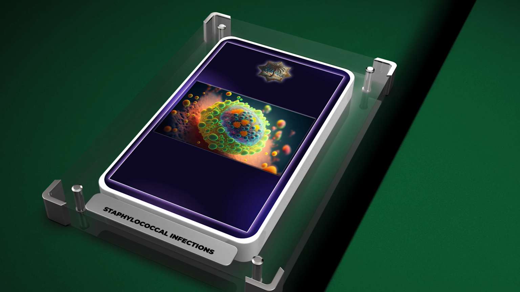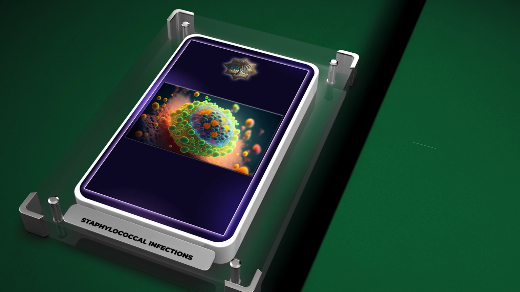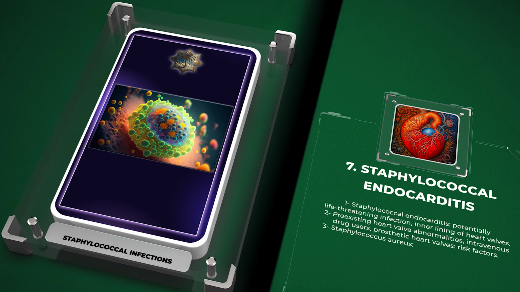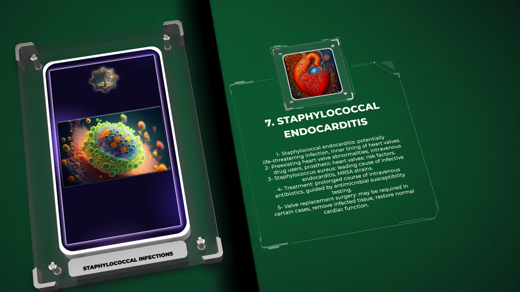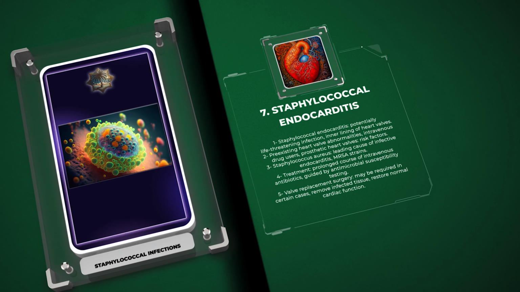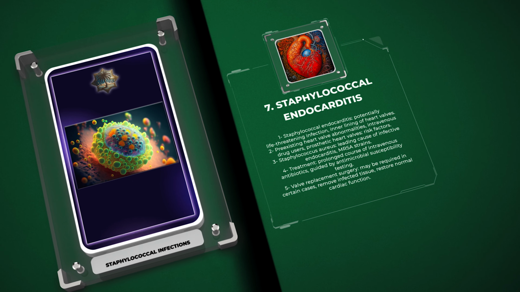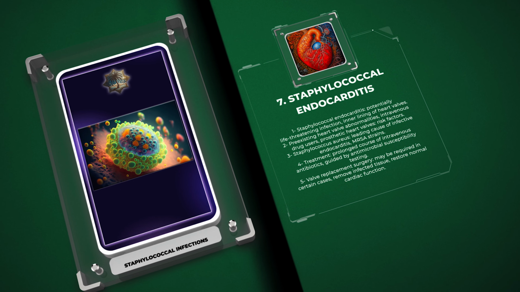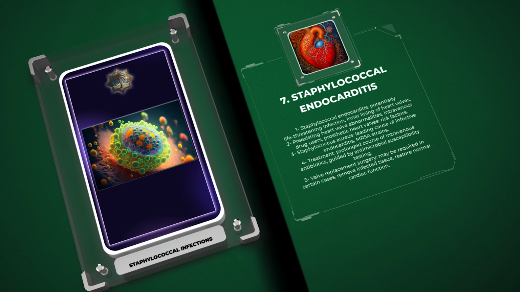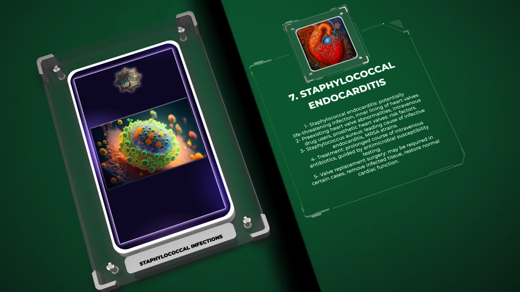Staphylococcal endocarditis is a potentially life-threatening infection involving the inner lining of the heart valves. It typically occurs in individuals with pre-existing heart valve abnormalities, intravenous drug users, or those with prosthetic heart valves. Staphylococcus aureus is the leading cause of infective endocarditis, particularly MRSA strains. Treatment involves a prolonged course of intravenous antibiotics, often guided by antimicrobial susceptibility testing. Valve replacement surgery may be required in certain cases to remove the infected tissue and restore normal cardiac function.